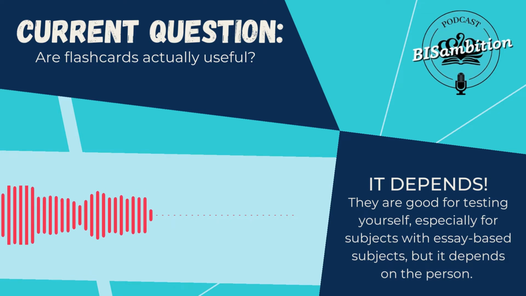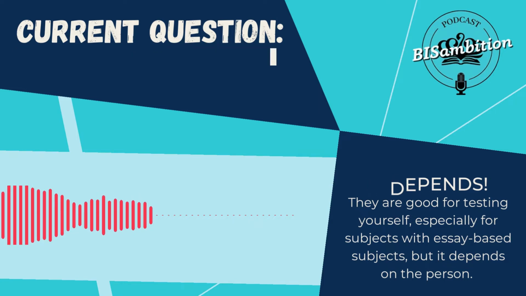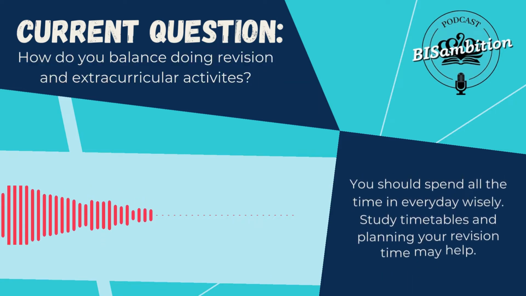All right, so now we're going to move on to speaking about how we can balance revision and our extracurriculars, because I think the big problem with IB is time management and being able to have a social life and do all of the fun stuff that you usually like to do, and then also keep up a good revision timetable. So how do you guys balance revision and your extracurriculars?